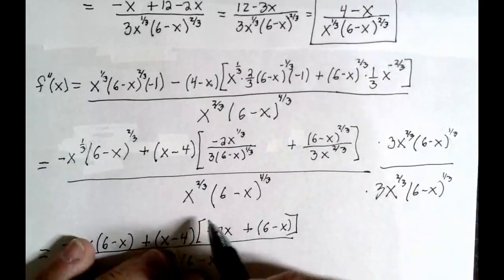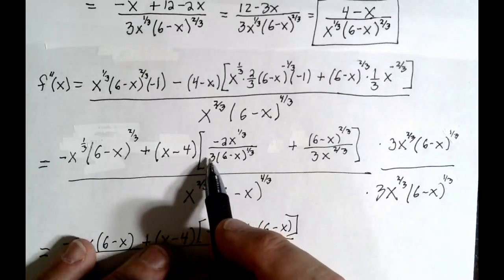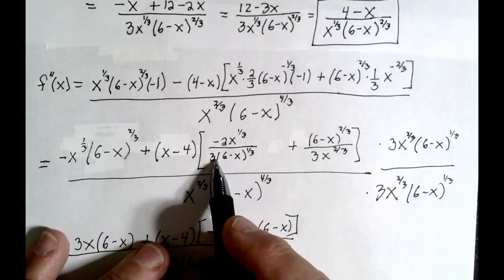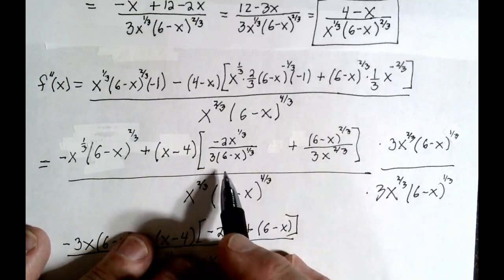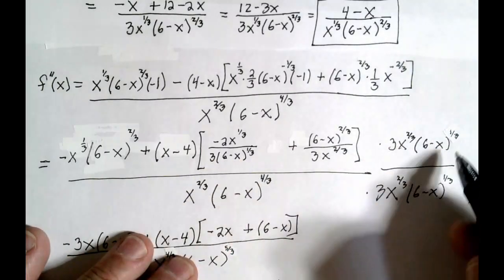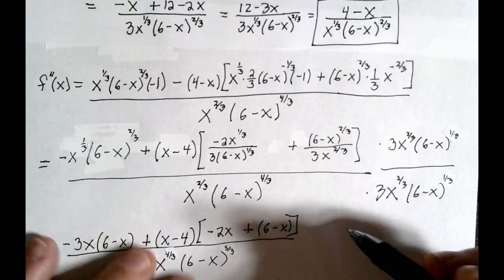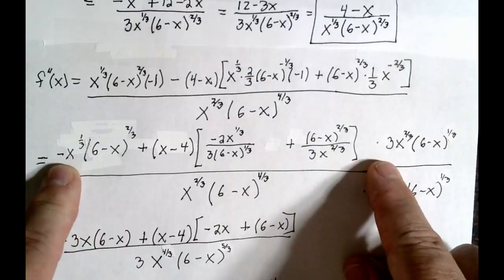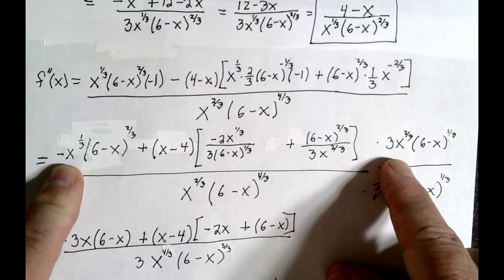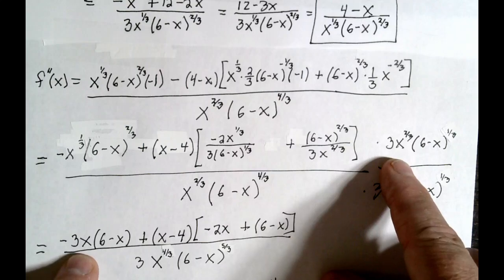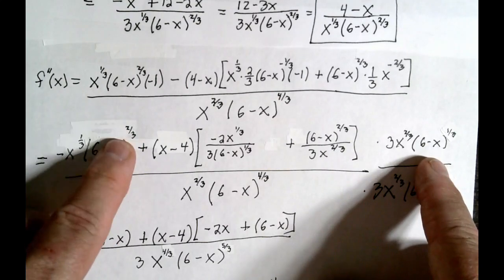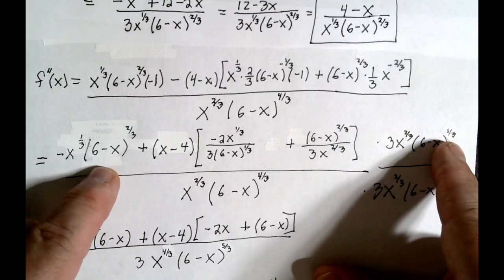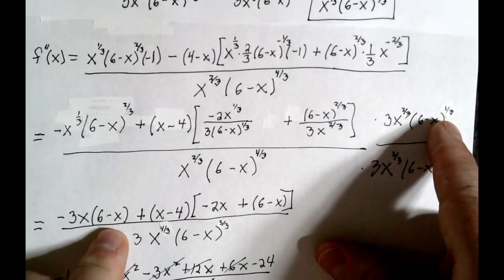Now, to clear out your complex fractions, you have to multiply by whatever your denominator is within your fraction. So a 3, an x to the 2/3, and a 6 minus x to the 1/3, and that's exactly what I multiply by, top and bottom. Now when I multiply this guy times this guy, I get a -3, and I get x to the 1/3, x to the 2/3 gives me x to the 3/3, or just x. And 6 minus x to the 2/3 and 6 minus x to the 1/3, when multiplied, gives you 6 minus x to the 3/3, or just 1.